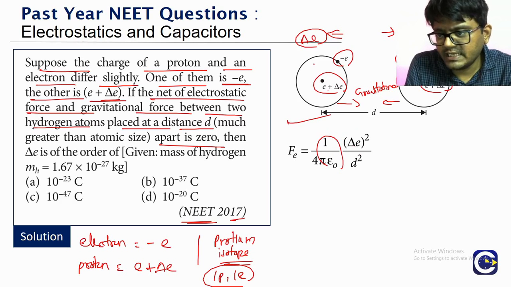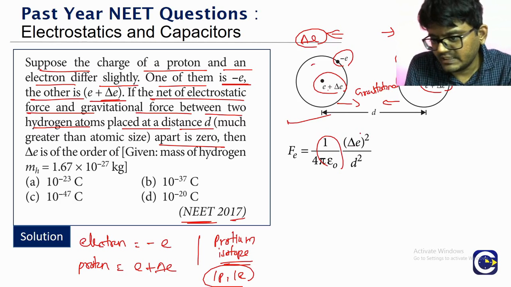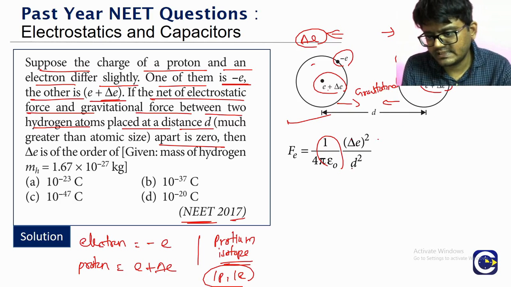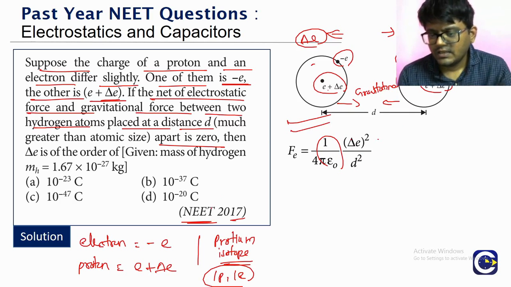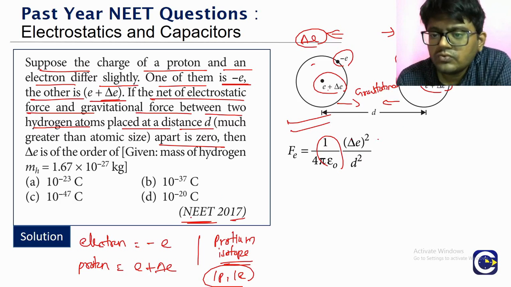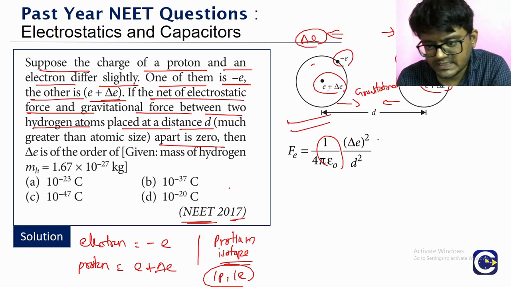1 by 4 pi epsilon naught, charge on this is delta E, net charge. Charge on this is delta E. Delta E into delta E divided by distance between the centers, which is D. So D square will come. This is the electrostatic force between two charged spheres.